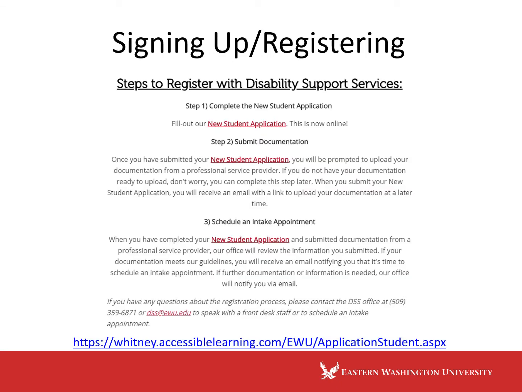In order to register with Disability Support Services, you will need to complete the online new student application. The link is shown here on this slide, but also available on the EWU Disability Support Services website under Requesting Accommodations. Since we are using this new online database, all returning DSS students who do not have an active file will also need to fill out this application to maintain active status with our office. When starting the application, you will be required to sign in using your EWU single sign-on details.